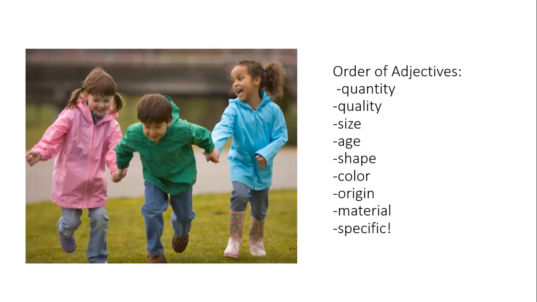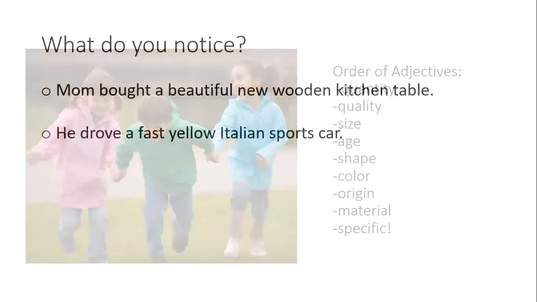So first we have the quantity, the quality, the size, the age, the shape, the color, the origin, the material, and any specifics. And that's the exact order that I presented it to you. So if you need examples, you can go back to the slides and write some of them down, okay?